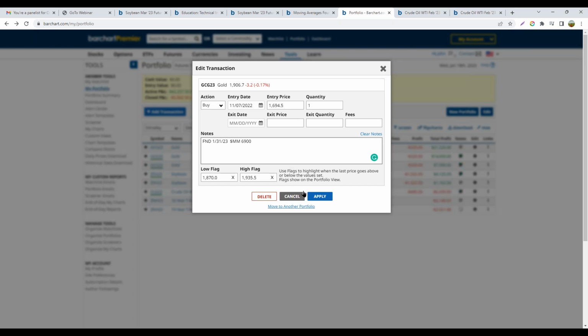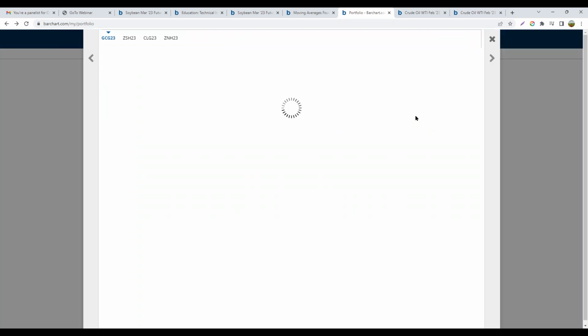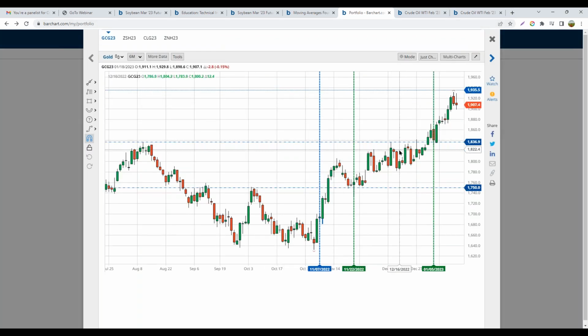But let me show you why I chose these two prices. The low flag on this trade was 1870 and the high flag was 1935.50. And if I go to my chart, here we are in gold, that 1870 is the low of this basing and impulse.